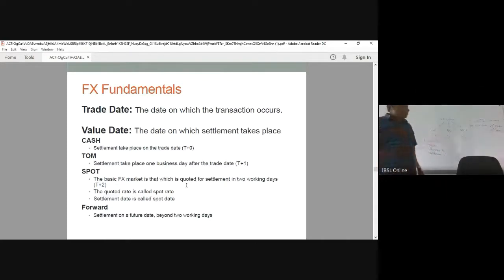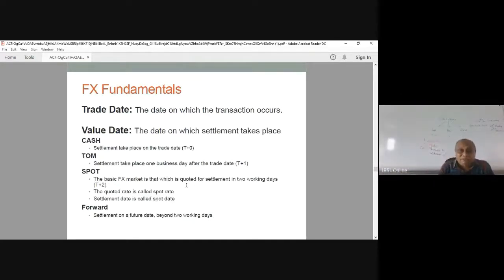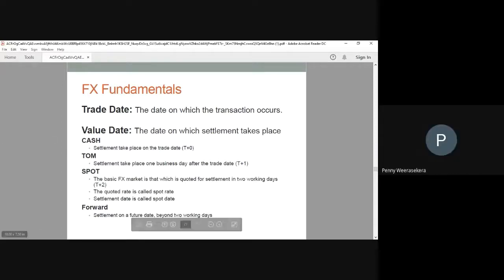Right? Okay. Forward means any settlement on a future transaction, settlement on a future date beyond 2 working days. Anything beyond 2 working days, we call it forward date. Right? Sir, can I ask a small question?